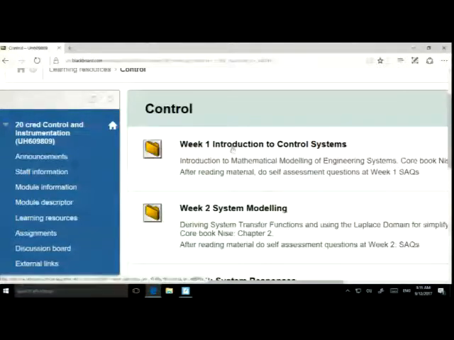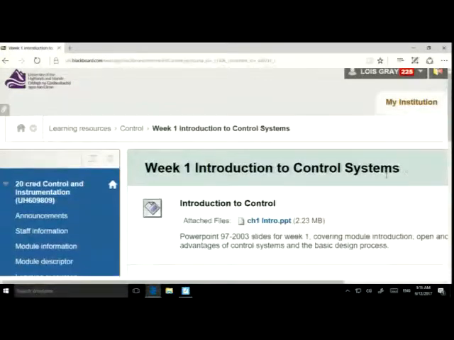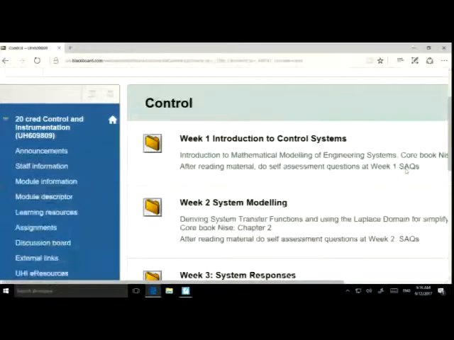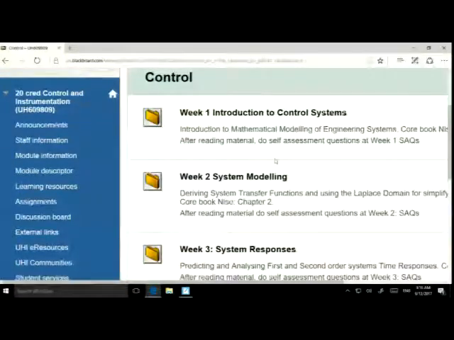Okay, so I'll show you how the website's laid out. It's laid out on a weekly basis, so learning materials, week by week. I'll post the videos in there as well, all the links to the videos. I'll try and put them on YouTube. I'm not strictly allowed to, but I always find people struggle to get into any of the UHI streaming services, so I'll put them on YouTube.